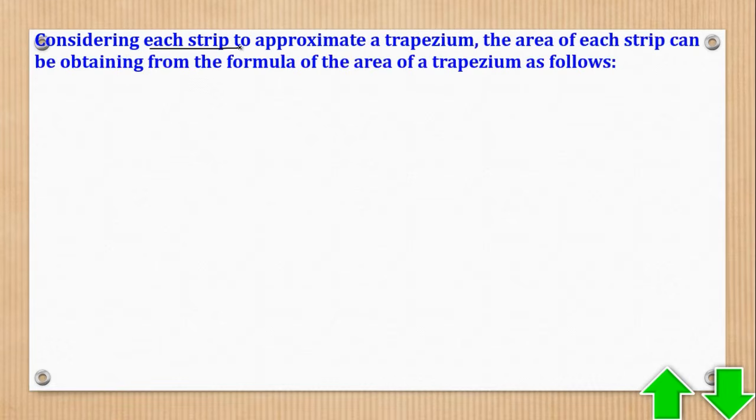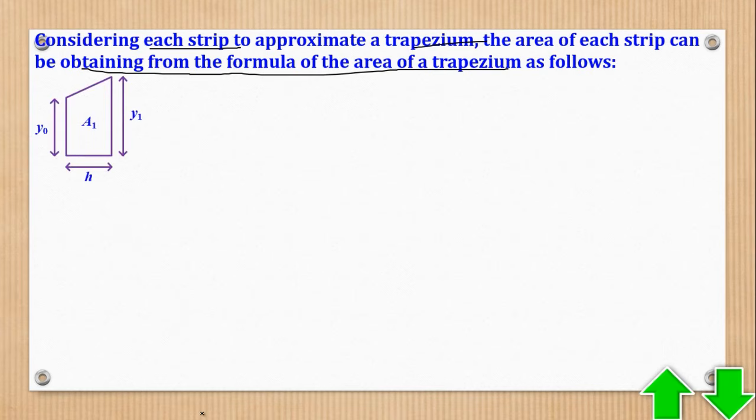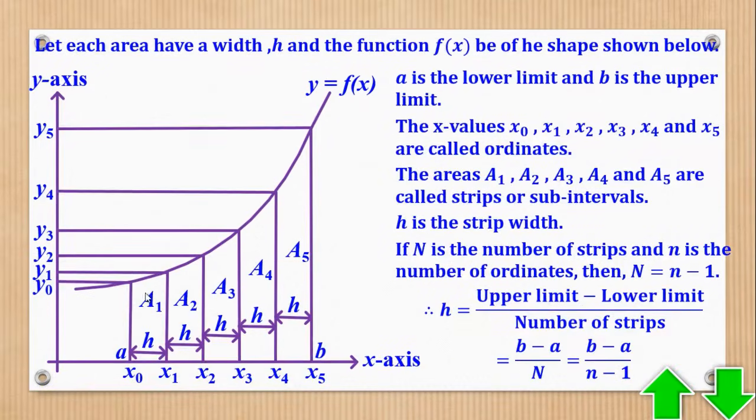So considering each strip to approximate a trapezium, just as we have already said, the area of each strip can be obtained from the formula for the area of a trapezium. We all know the formula for the area of a trapezium is a half h in brackets a plus b. So for example, if I start with area A1, I think we realize that it approximates to a trapezium. If you look at this shape here, all these shapes approximate to a trapezium.